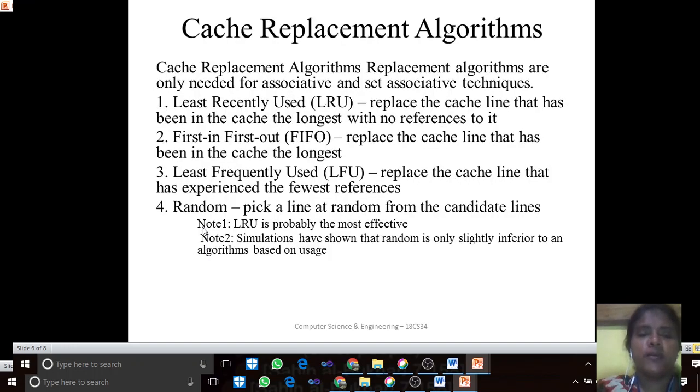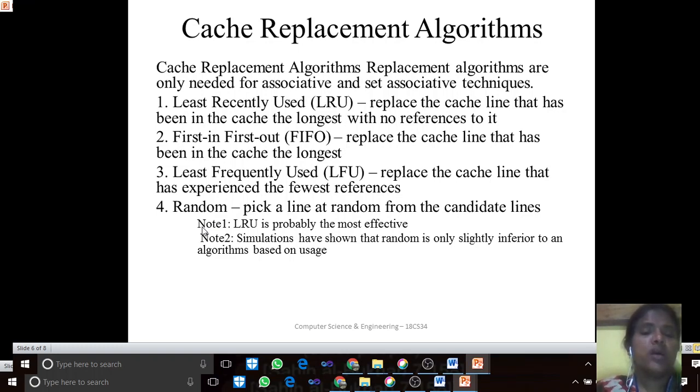Cache replacement algorithms. Cache replacement algorithms are only needed for associative and set associative mapping techniques. This we already discussed. Associative mapping will try to map each memory block into any of the cache blocks. In the set associative mapping technique, the memory block will be mapped into its unique set in the cache.